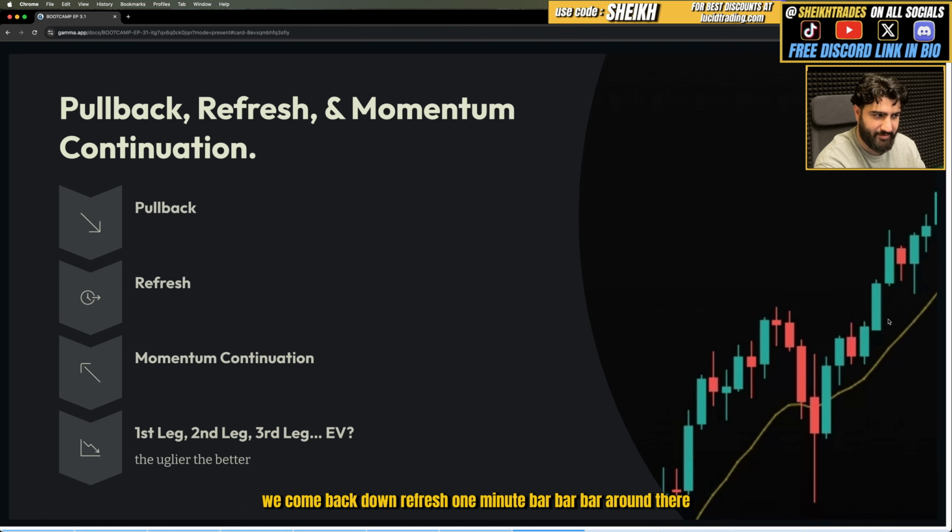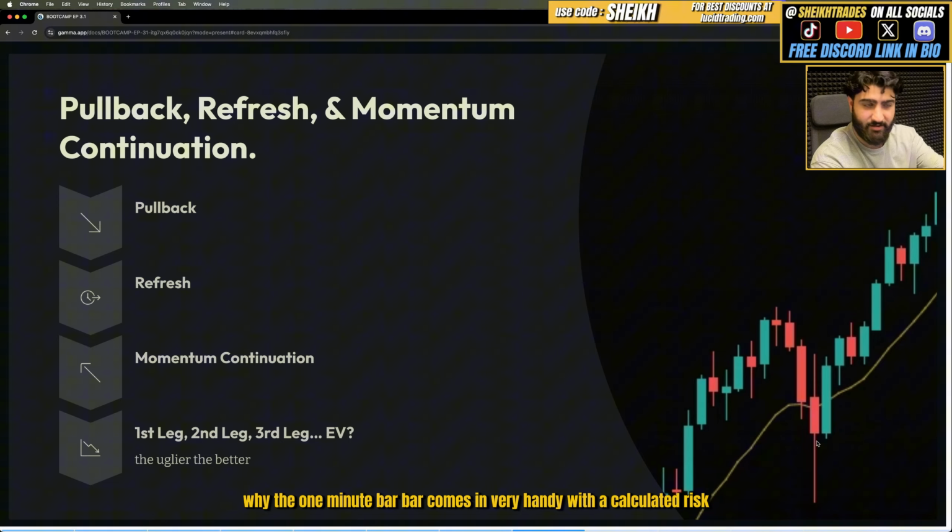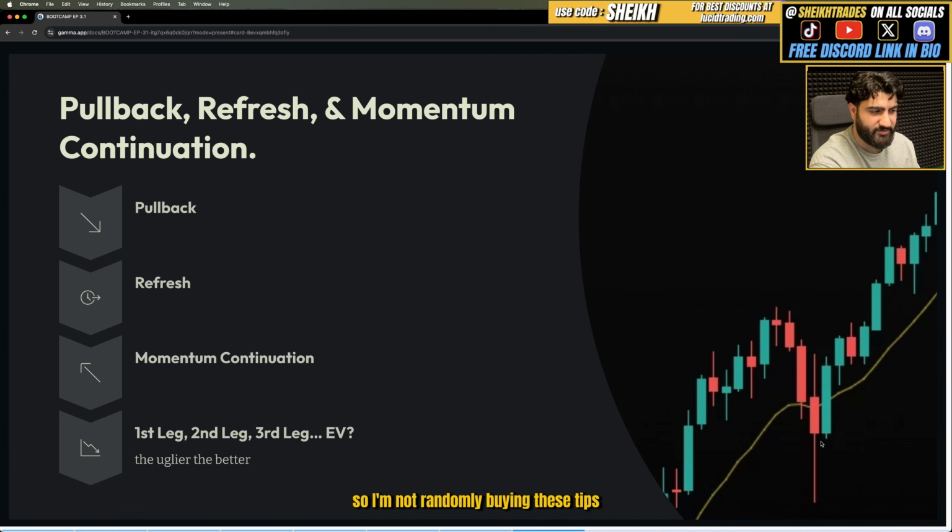1 minute bar around there. Long. A lot of people would be, okay, I'm going to trade a pullback. Yeah, I'm just going to buy here, buy here, buy here, buy here. Eventually, it's going to work. They're just randomly buying. Once again, why the 1 minute bar comes in very handy with a calculated risk. But I take this trade only if it gives me a refresh. So I'm not randomly buying these dips. I'm not randomly longing this. I'm not randomly buying this. I need to see something. So it's either going to be a momentum continuation or it's going to be a refresh. And I'm going to show examples for that. Keep in mind, first leg, second leg, third leg. What does it do with EV?